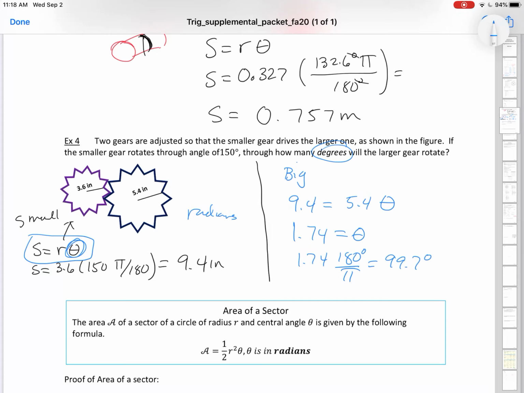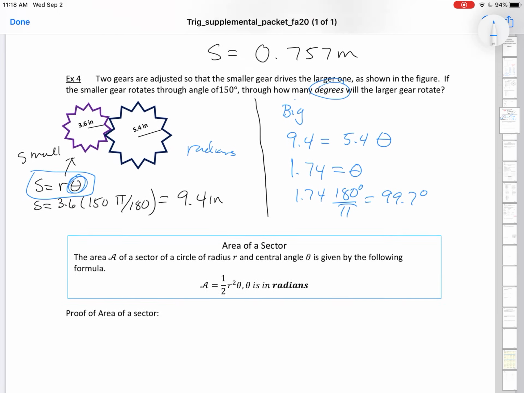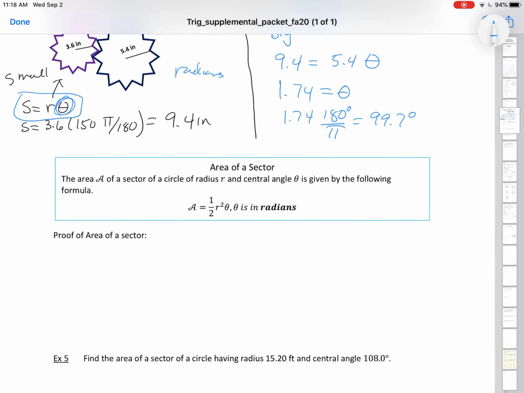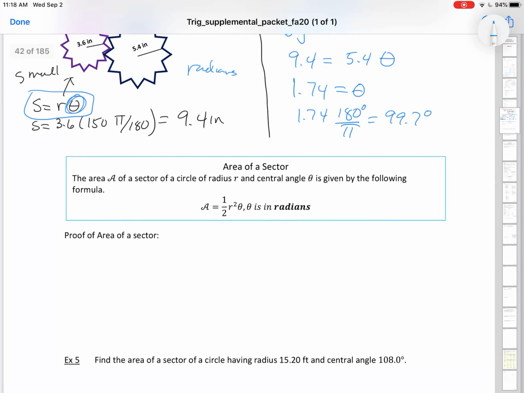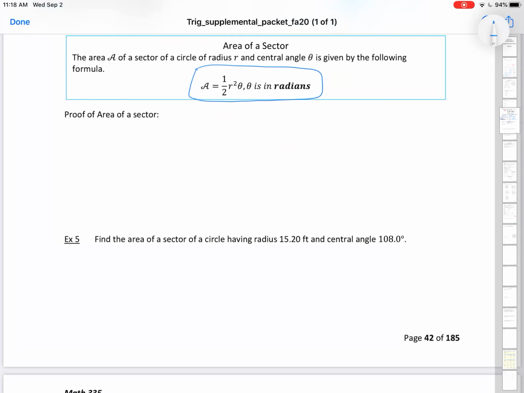Almost 100 degrees. So when one rotated 150, the big one only had to rotate 100. And it'll get more dramatic as time goes on. The last thing that's presented in this section, I think it's right at the very, very end, and we just want you familiar with this. It's the area of a sector. And it says a proof is in there. I don't think we need to spend our time doing that. But let's talk about what they're meaning.